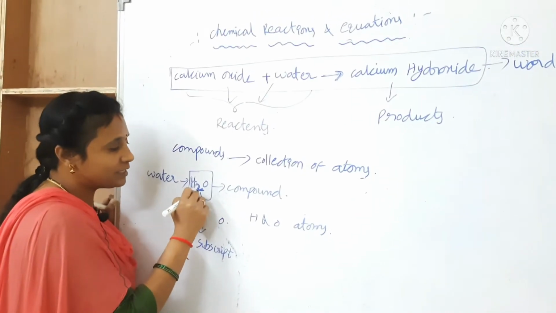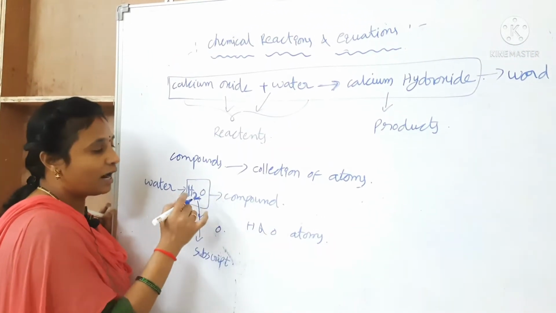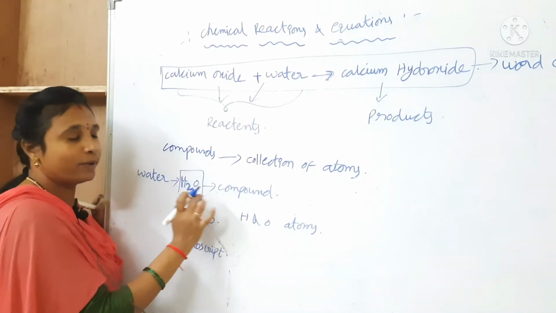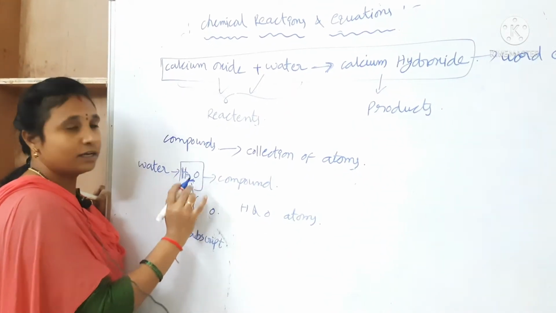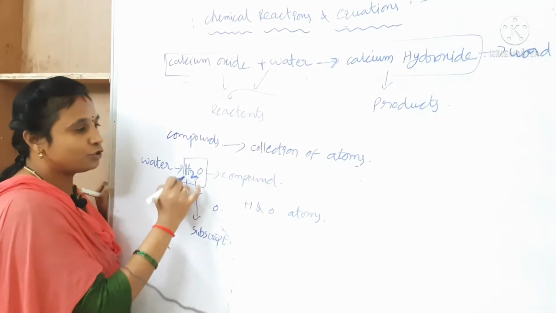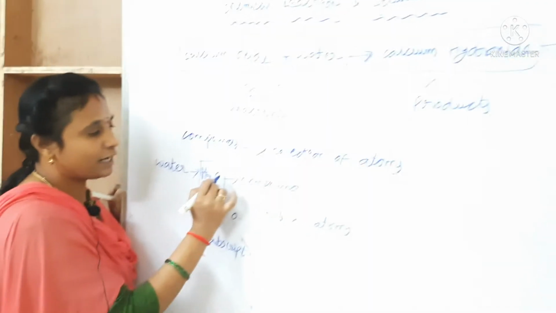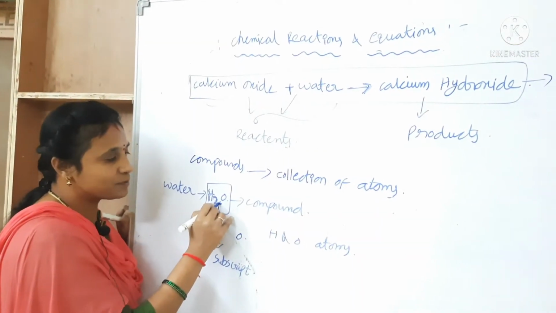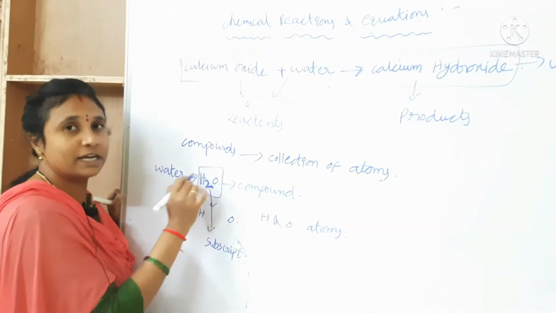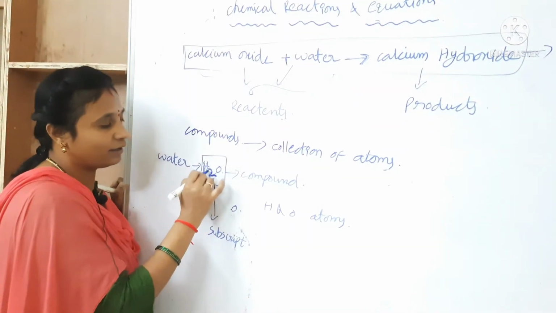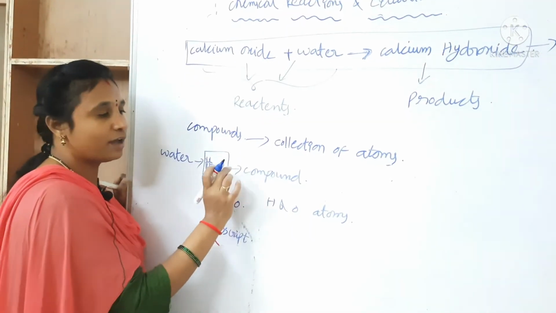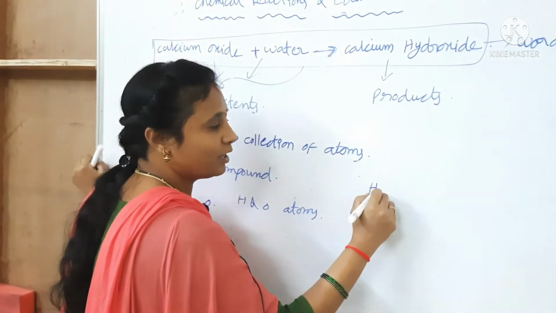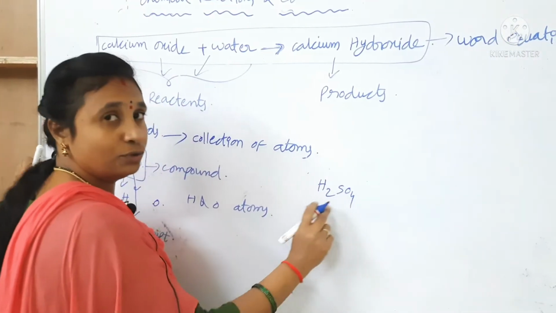The subscript tells how many atoms are used in the compound. Is it understood? H2O is the compound, and H and O are the atoms. Here the 2 is the subscript, used for H, that is, two hydrogen atoms are used in the compound H2O. Next I am taking another example, H2SO4.